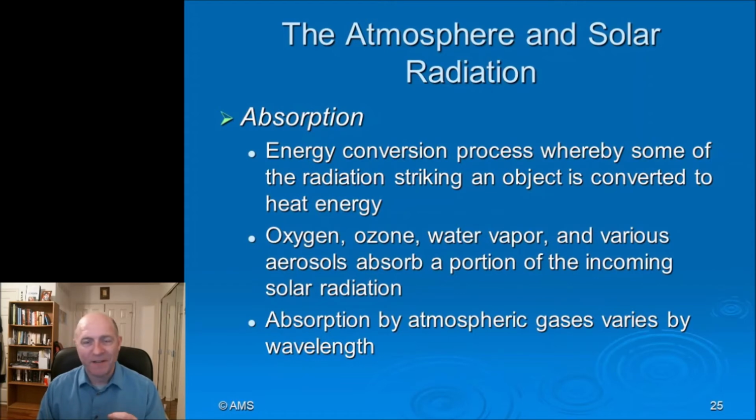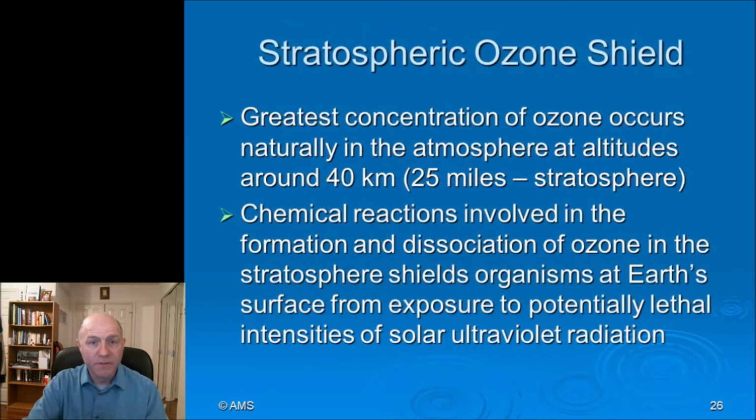But because the atmosphere is made of different gases and there's different stuff in the atmosphere, the absorption varies by the type of wavelength of energy that is coming off of the sun. Now, the sun sends out energy in all wavelengths, but some more than others. And we'll come back to that in just a second.